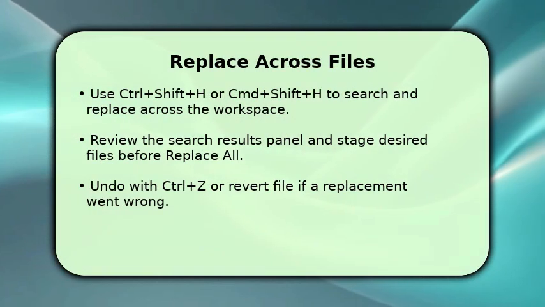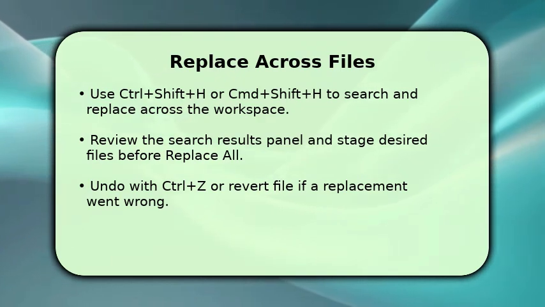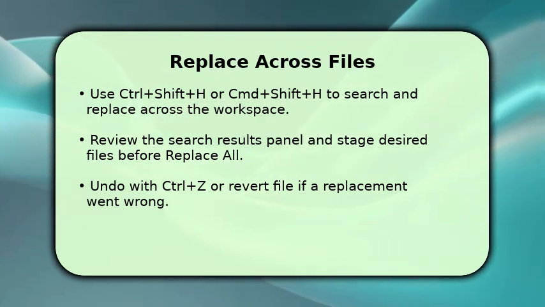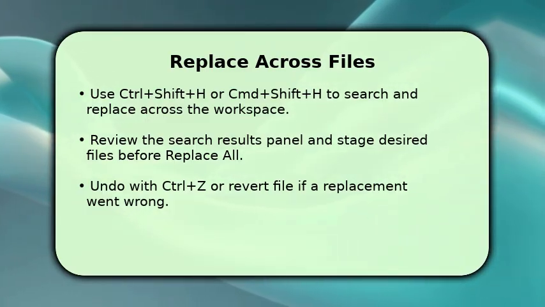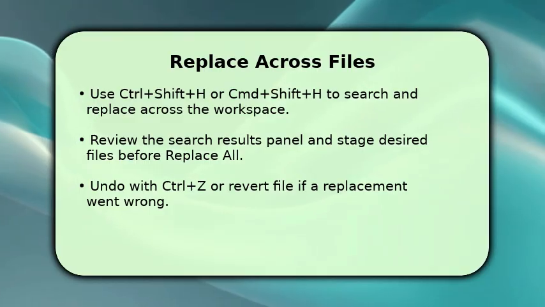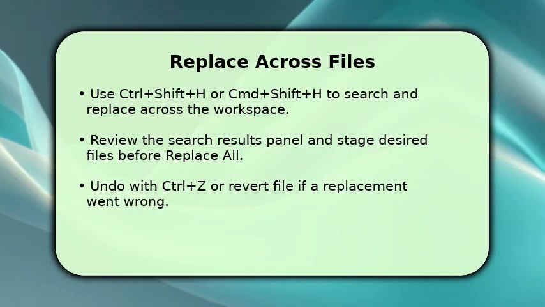To replace across files, open the global search with Ctrl+Shift+H or CMD+Shift+H and enter the target word and replacement. Once results populate, review file by file in the results panel and use replace in file or replace all sparingly. You can stage which files to change.